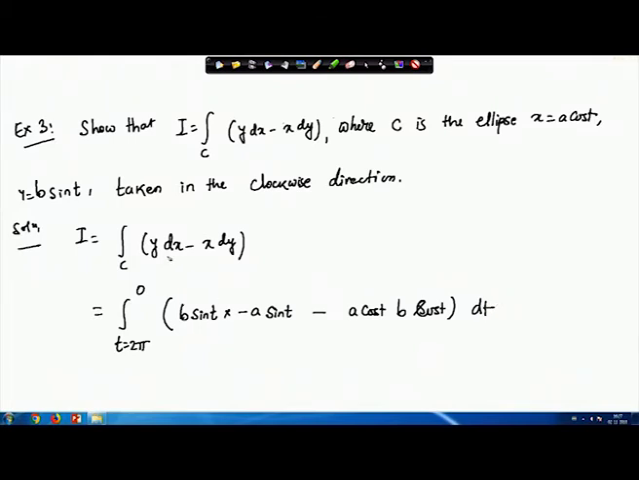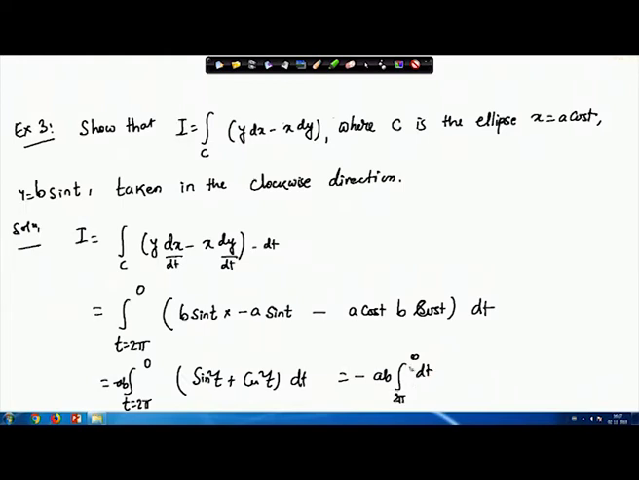So that's what we are doing at the moment, and then it is the integral with t running from 2 pi to 0 of minus ab, so that everything comes outside, times sin square t plus cos square t dt. So this is basically minus ab times the integral from 2 pi to 0 of dt.